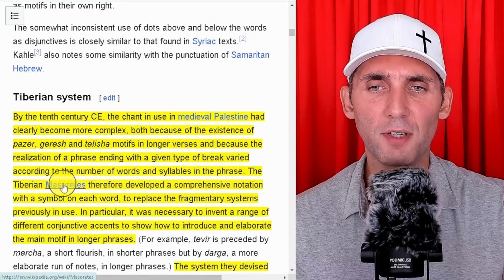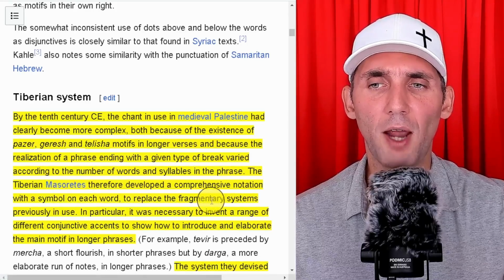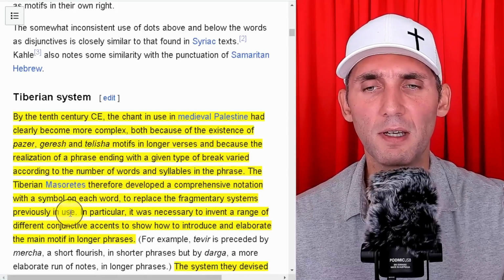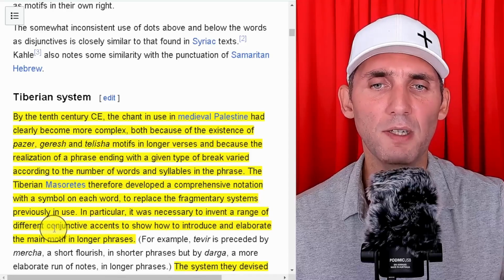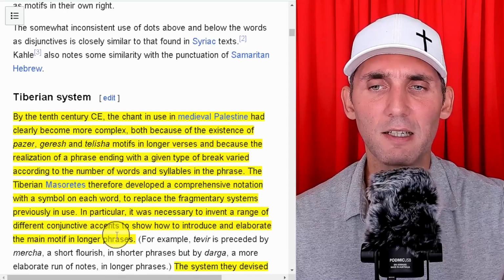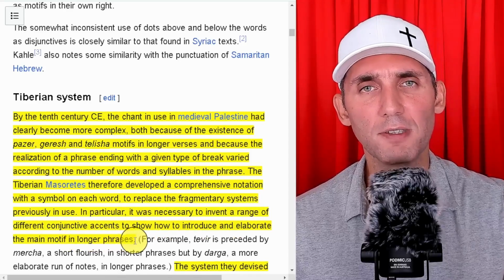The Tiberian Masoretes therefore developed a comprehensive notation with a symbol on each word to replace the fragmentary systems previously in use. In particular, it was necessary to invent a range of different conjunctive accents to show how to introduce and elaborate the main motif in the longer phrases.